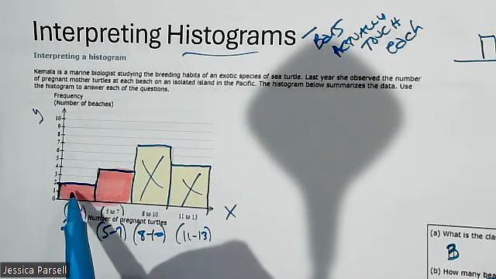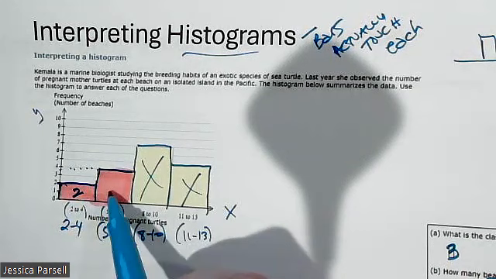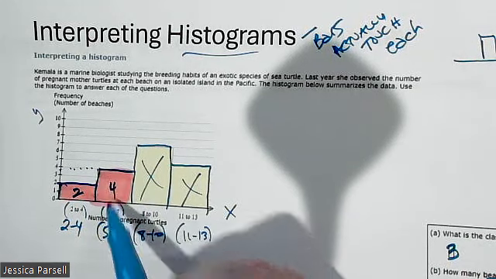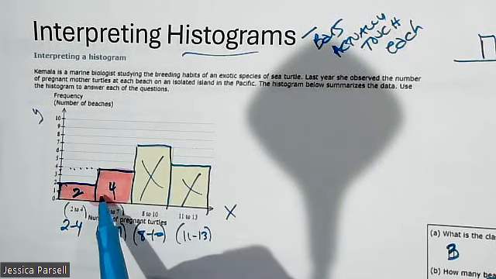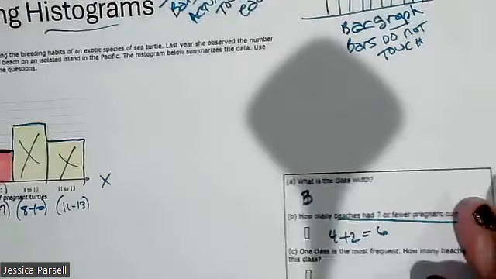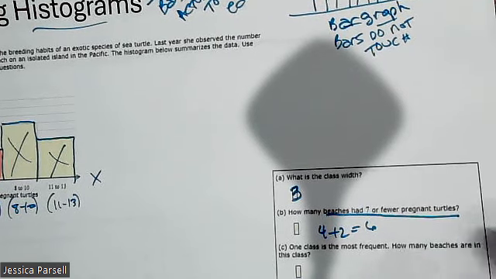So if you look over here, we're right at 2. And if you come over here and use your eyesight, sometimes I use my debit card or something as a ruler, I see 4. So 4 plus 2 is going to give us 6 beaches had 7 or fewer pregnant turtles.